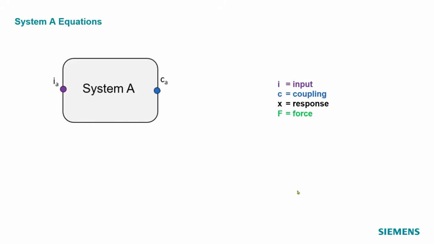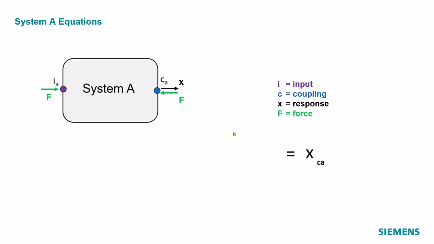So for System A, we have, again, inputs, coupling locations, responses, and forces. And if we look at all the possible locations, we could have force operating on System A, we could have input at the input, we could also have a force acting at the coupling location. And for our purposes today, we're only going to be talking about the response at the coupling location. There is, of course, theoretically a response at the input side of System A, but we're not really interested in that today, so we're going to leave it out.